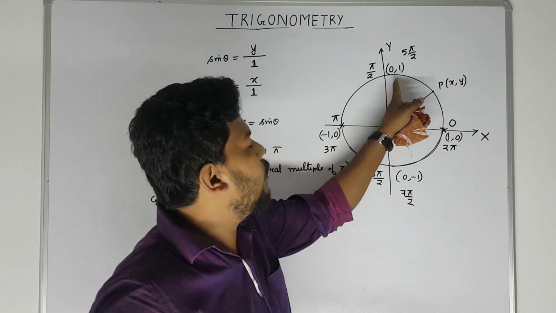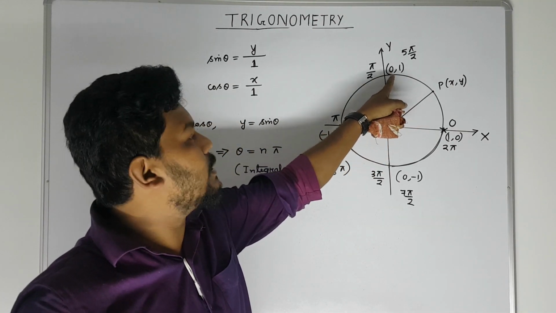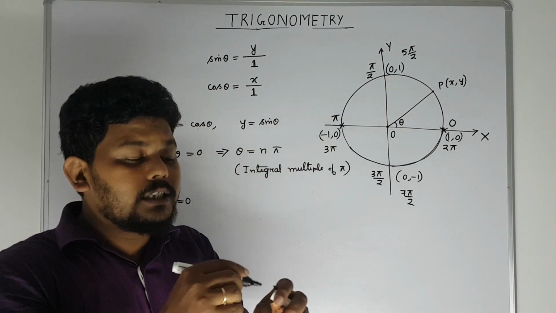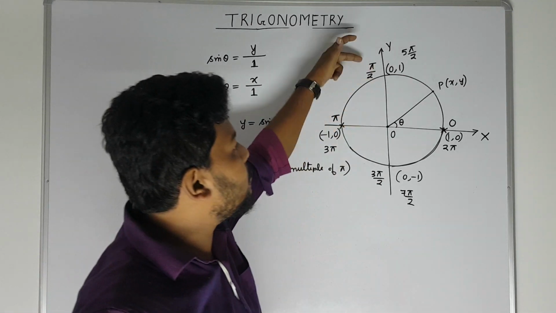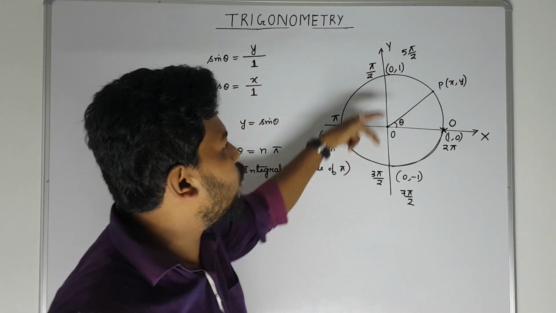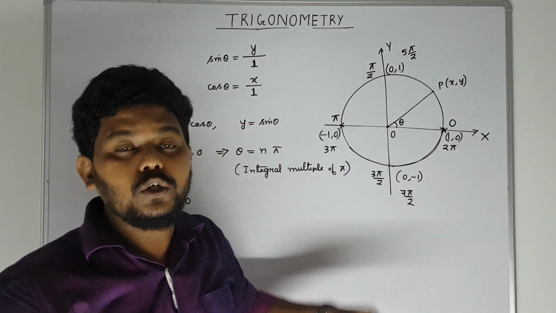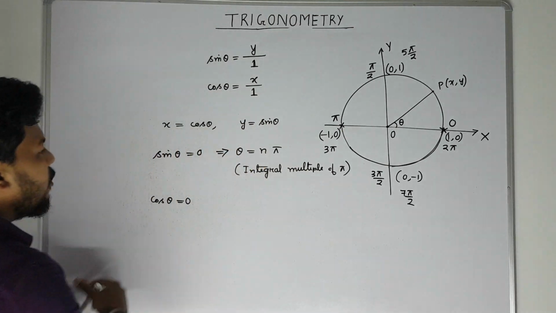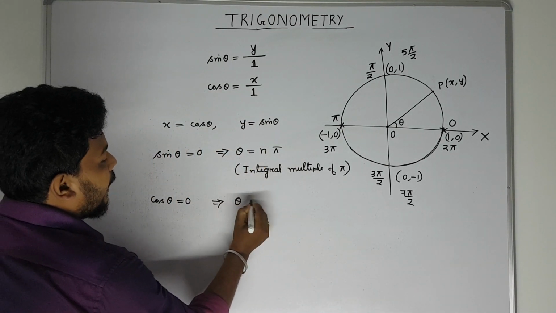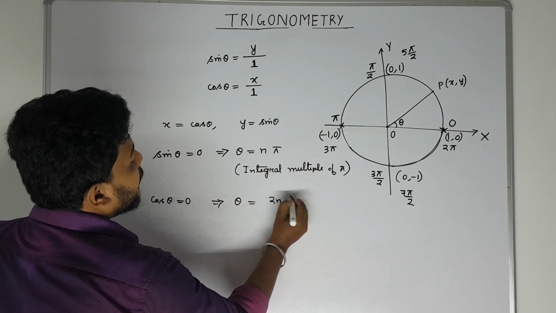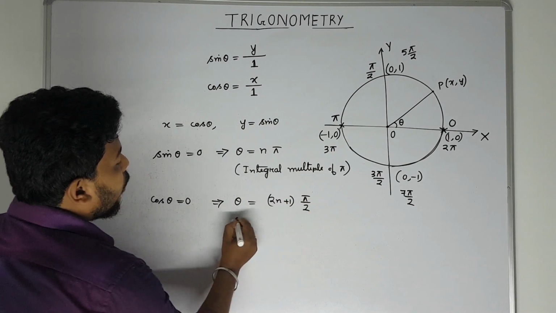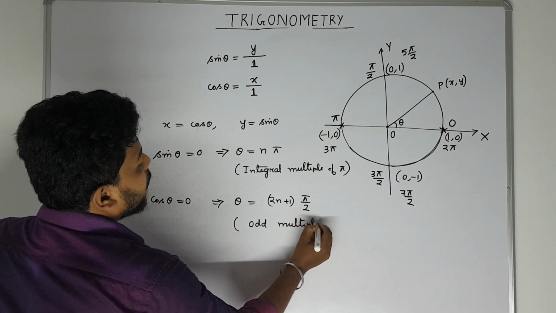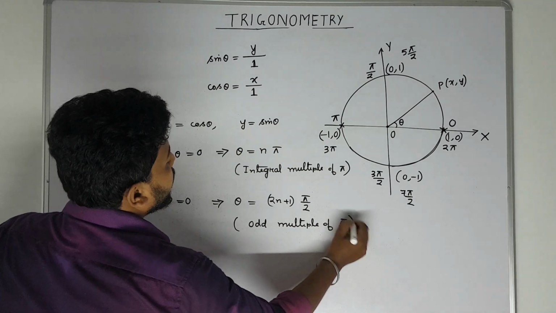And cos theta will be 0 at this point. That is cos pi by 2 is 0, cos 3 pi by 2 is 0. So cos is 0 at these points. This is pi by 2, 3 pi by 2, 5 pi by 2, 7 pi by 2. So I can say that it is the odd multiple of pi by 2. So cos theta will be 0 when theta is equal to (2n plus 1) into pi by 2. We call it odd multiple of pi by 2.